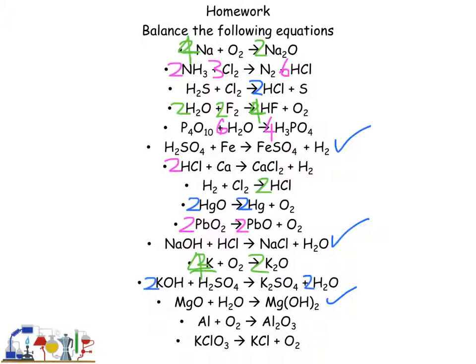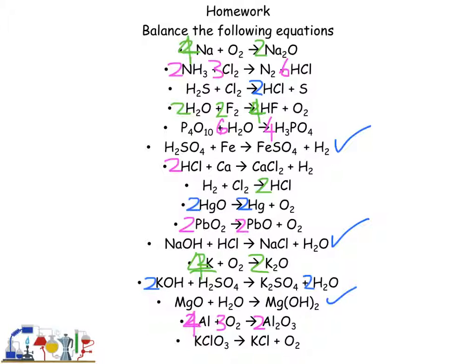Then we've got aluminium, 1 aluminium on the left, 2 aluminiums on the right. And 2 aluminiums on the left, 2 aluminiums on the right, 2 oxygens on the left, 3 oxygens on the right. Oh dear, I'm going to need my lowest common denominator trick, where I go 2 and 3, except I've stuffed up the aluminium, so I better put a 4 over there. Let's go. 4 aluminiums on the left, 4 aluminiums on the right, 6 oxygens on the left, 6 oxygens on the right.